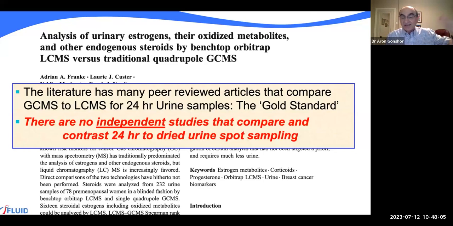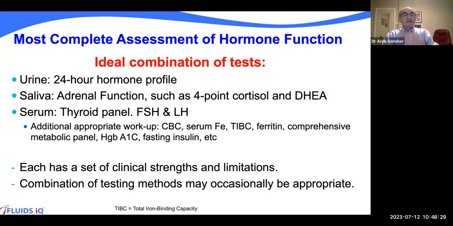By the way, including, as I said, the labs that are also doing dried urine, because many of them do 24-hour urine. There are no independent studies that I am aware of, and many of the people who are scientifically committed to this whole area, that compare and contrast 24-hour to dried urine spot sampling. So if you want to do the most complete assessment of hormone function and to know that you're getting it right, what do you do? This is not rocket science, folks.